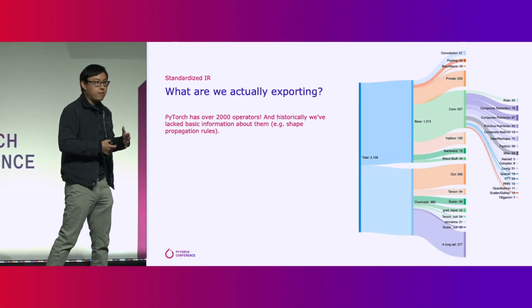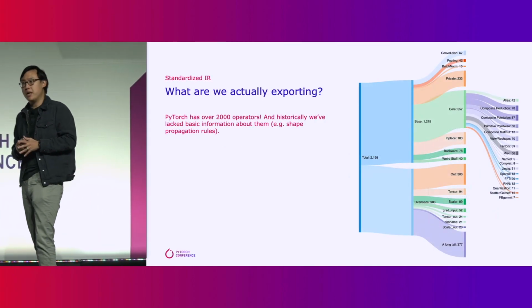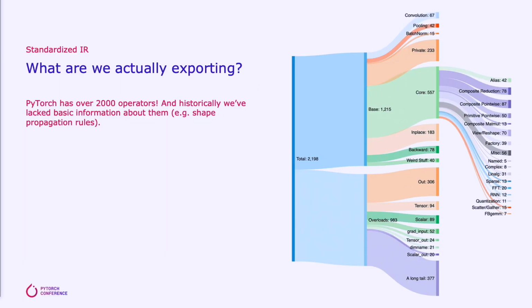So that's the export API. But what are we actually exporting? One of the historical hard problems that backends have faced when integrating with PyTorch is that PyTorch has over 2,000 operators, and historically we've lacked very good guarantees about their semantics.